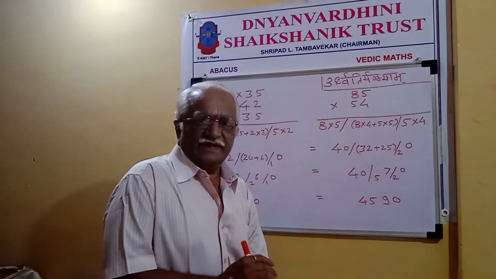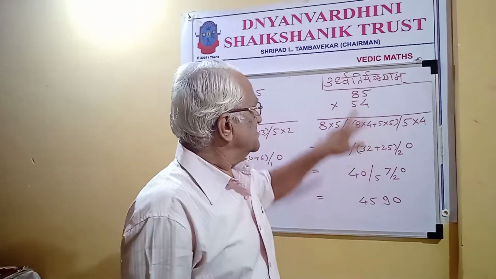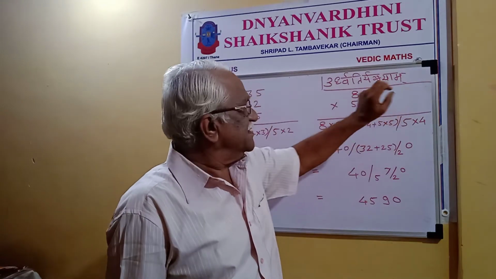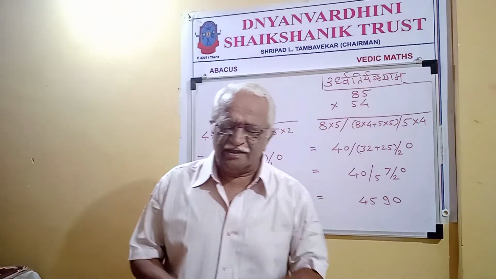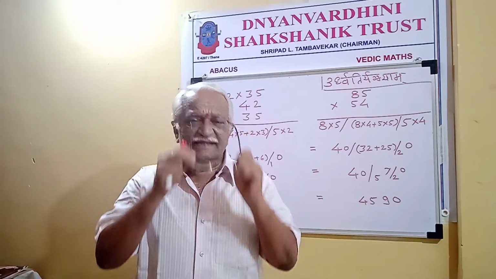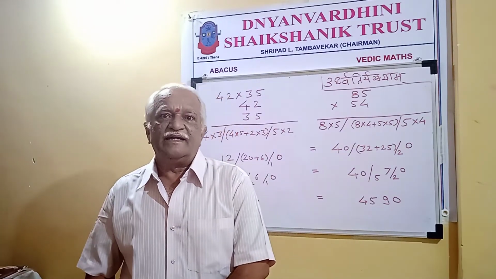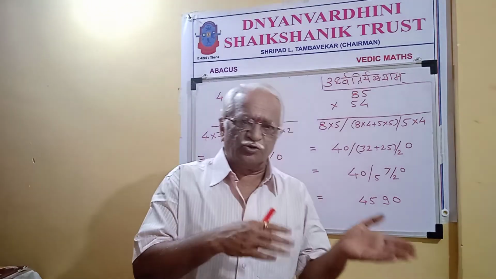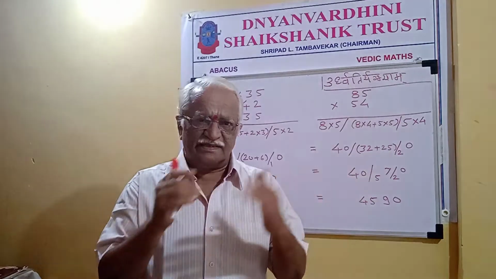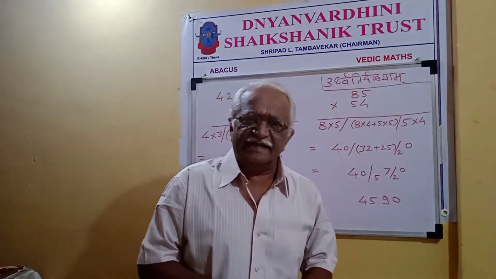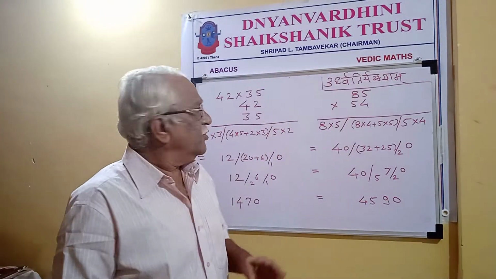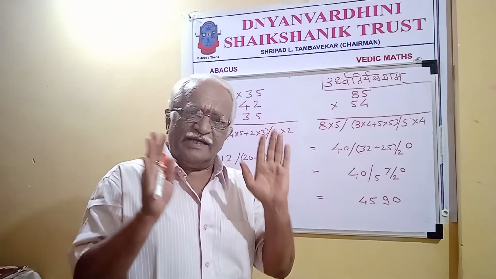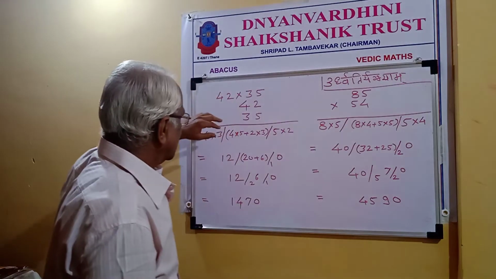Now we will start learning the Urdhva Tiryagabham method. This method is universal. We can use it for any type of example, for any type of multiplication, whether it is 2 by 2 digits, 3 by 2 digits, 3 by 3 digits, or 4 by 2 digits. Any type of example we can do with this method. There is no condition for that. Any type of example. Now we will see here.